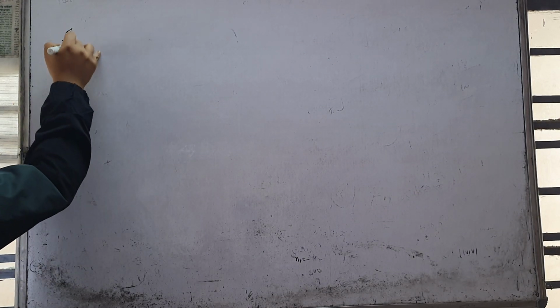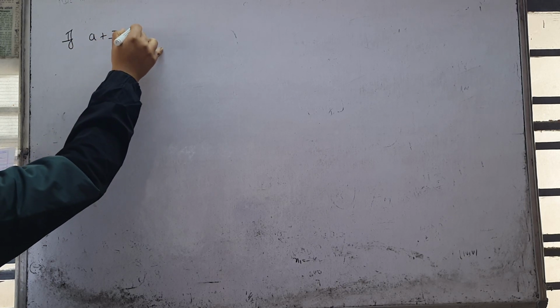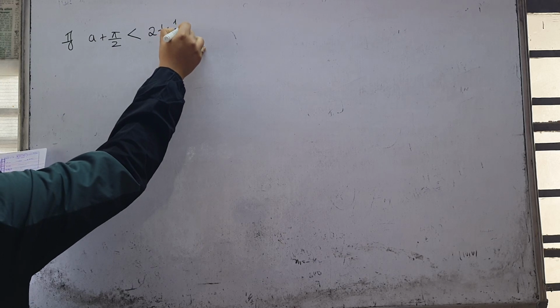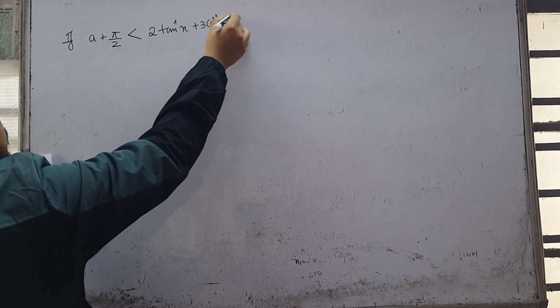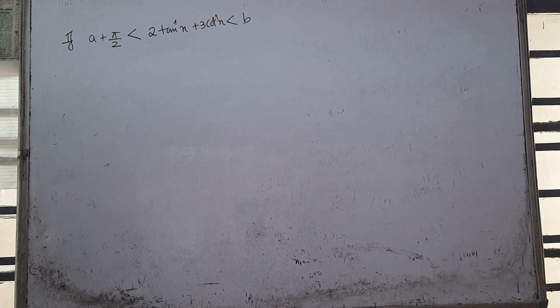If a plus pi by 2 is less than 2 tan inverse x plus 3 cot inverse x, which is less than b, I have to find the range. What do I need to find out, everyone? That means I have to find the value of a and b. Is it clear? Okay, how do you do this?